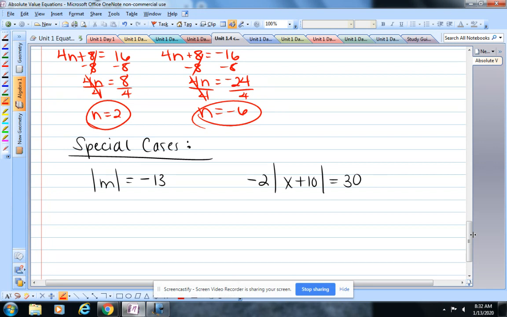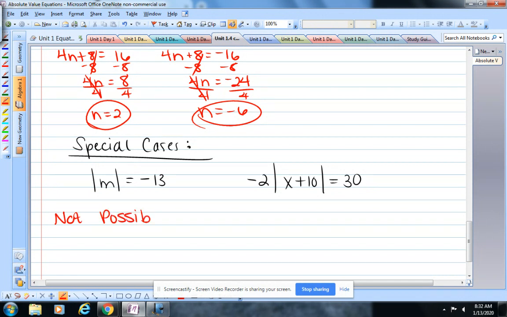Now, what does this statement right here say? It says absolute value of m equals negative 13. Is that possible? No, because we said that the absolute value is a distance, right? And since absolute value is a distance, it can never be negative. So, if you get your absolute value bars by themselves and it says it equals a negative number, you're going to write not possible.